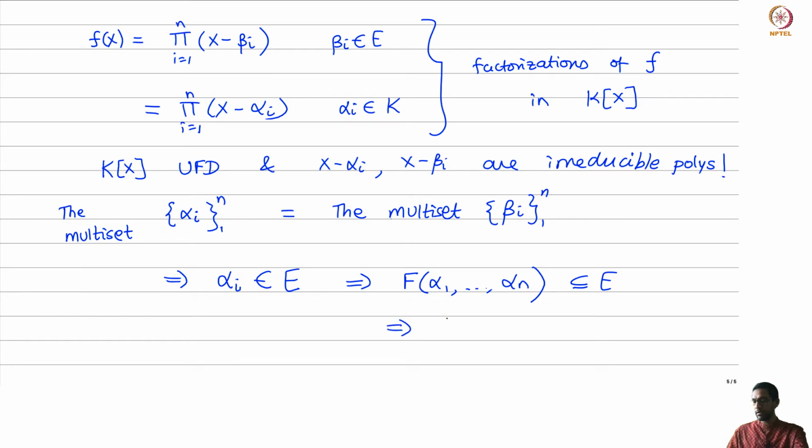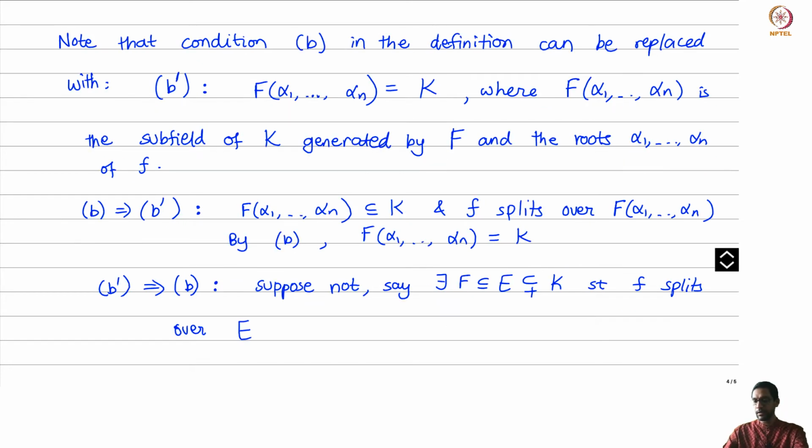But what does that mean? Well, we assumed according to B dashed that K is the same as this subfield, so we conclude that K is a subfield of E. And that's not a contradiction, because to begin with, E was a proper subfield of K. So this is just to say that sometimes it's more convenient to use this characterization B dashed rather than B itself, but they are really the same thing.